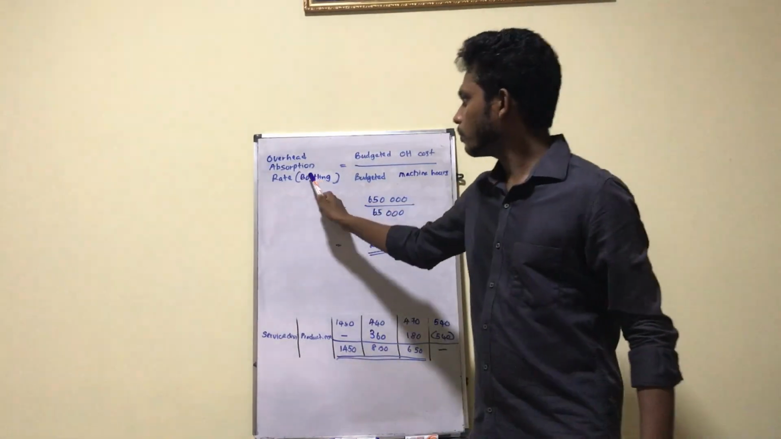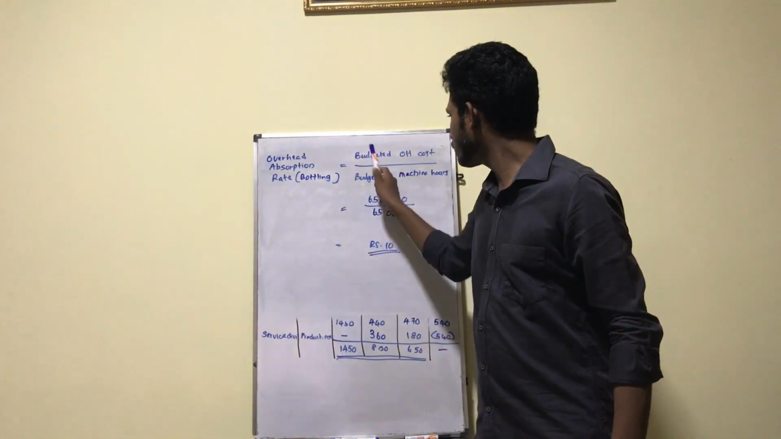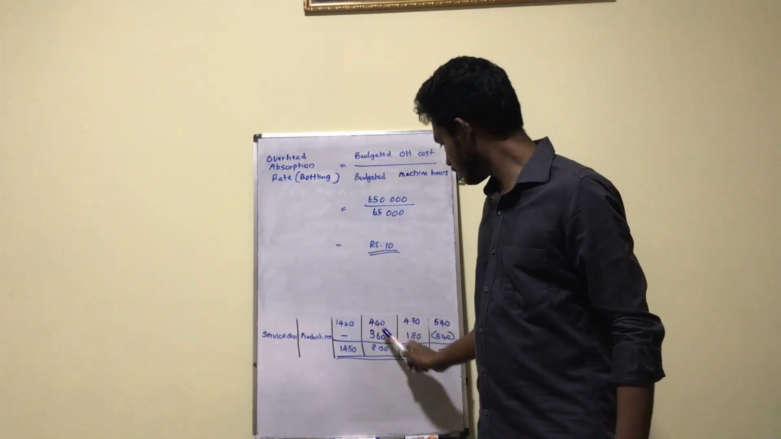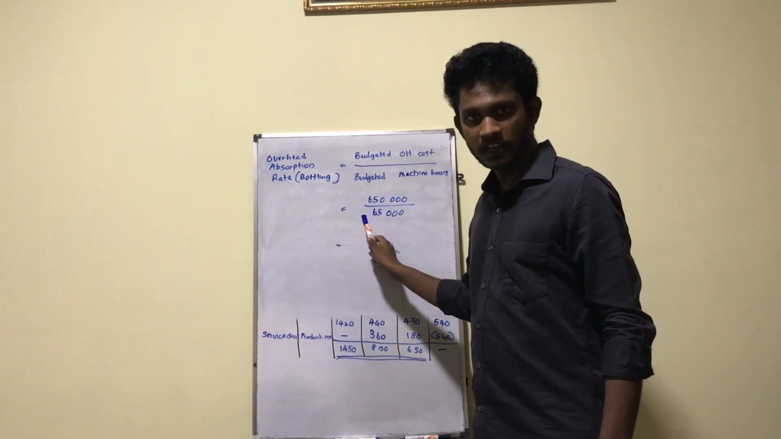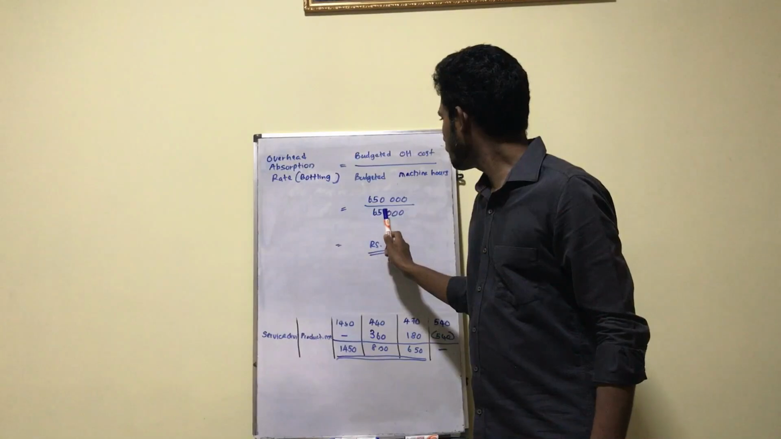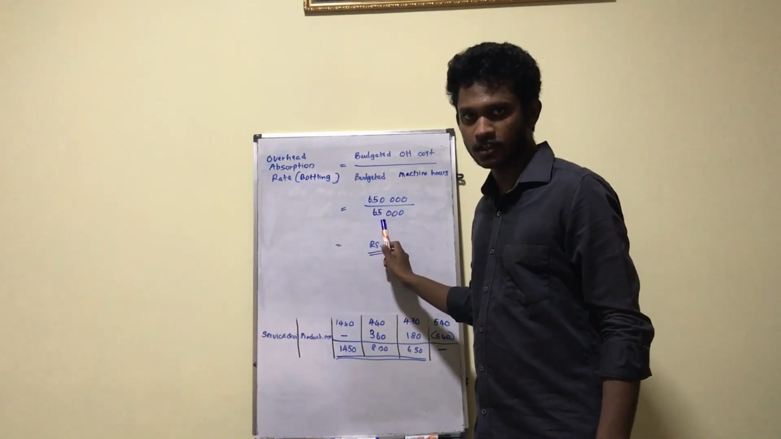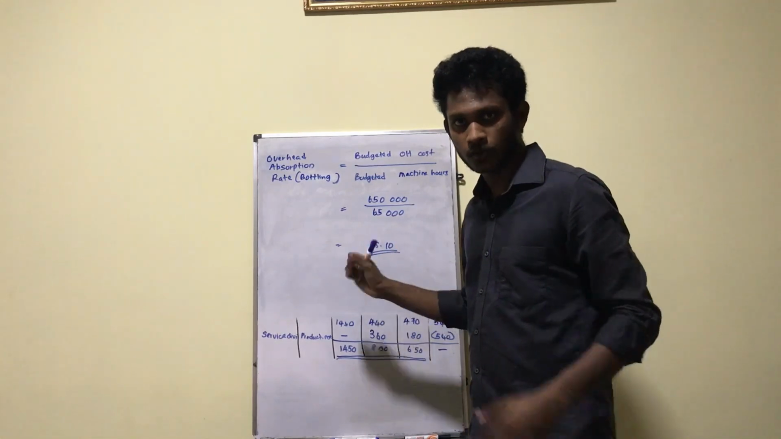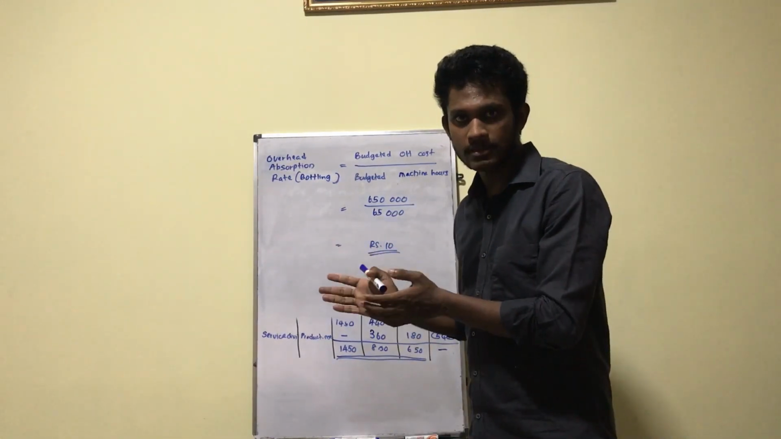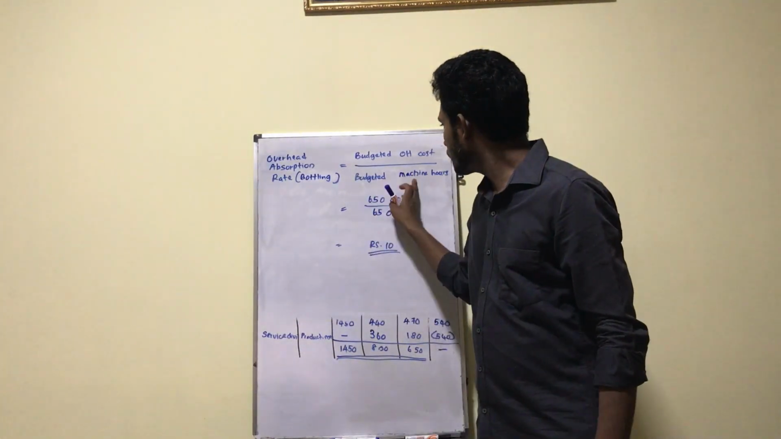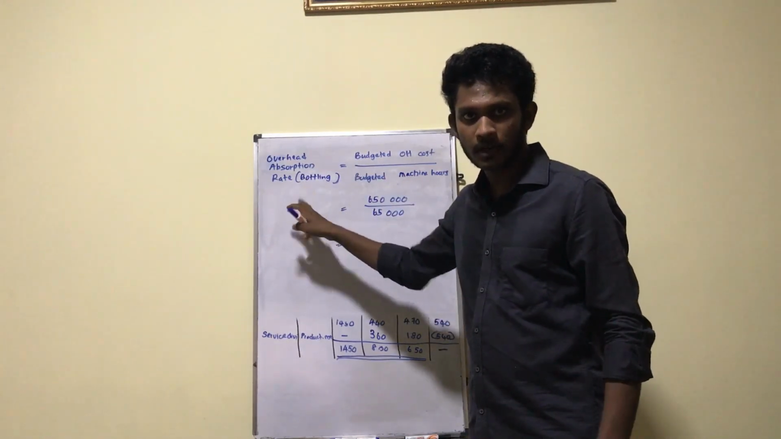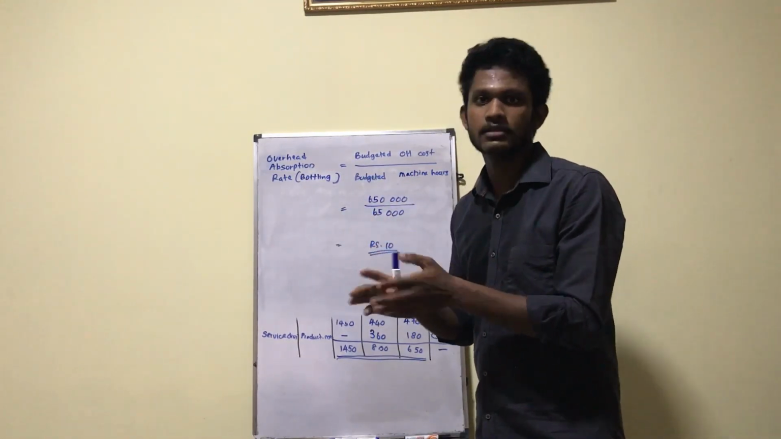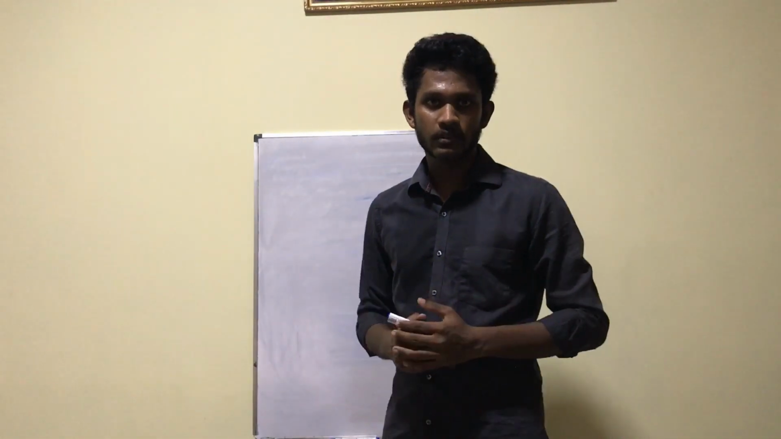So if you take the bottling division, the budgeted overhead cost is 650,000. It should be divided by total budgeted machine hours. So that's 65,000. So that means the answer is 10 rupees. So if we interpret the answer, per 1 machine hour in the bottling department, the total overhead expense is 10 rupees. Okay, so that's all about the overhead cost allocation.